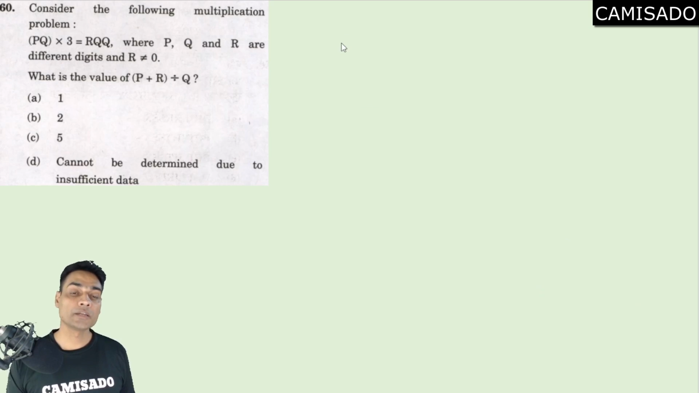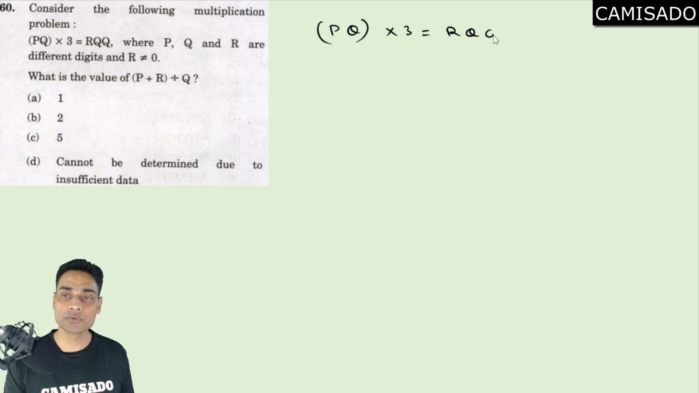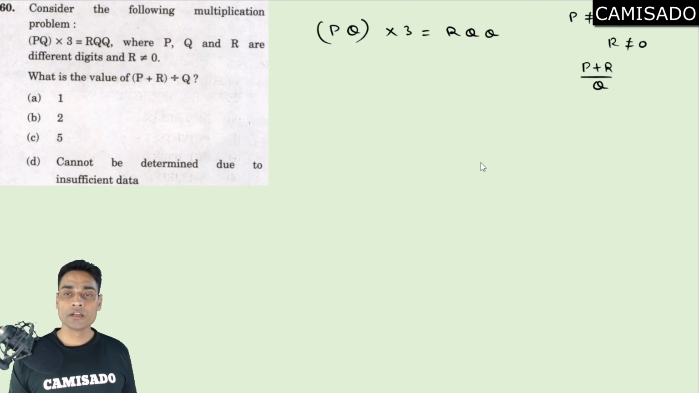Next, same question. Now consider the following multiplication: PQ times 3 is equal to RQQ. P, Q, R are different digits, meaning P is not equal to Q, is not equal to R, and R is not equal to 0. These are the conditions given. So we have to find the value of (P plus R) divided by Q. First of all, we will find the values of P, Q and R, then we will go for this value.